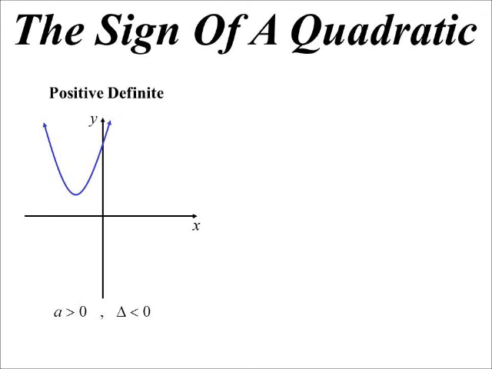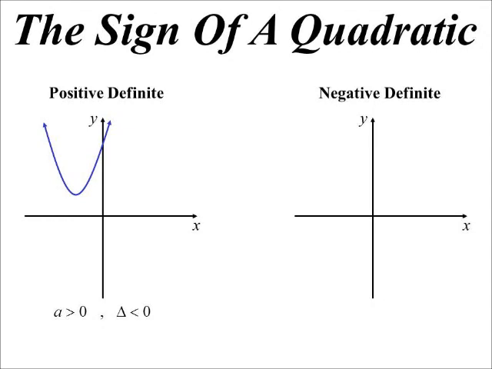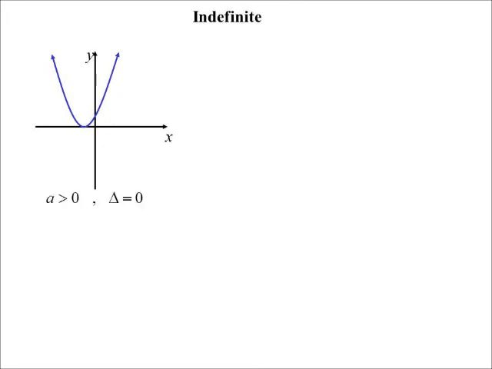It has a matching one called negative definite, so the difference there would be it would be concave down and have no x-intercepts. Indefinite then covers all the other ones. So you could have this one where it just touches the x-axis and is concave up. So that would be a is greater than 0, discriminant's equal to 0. And that's one where it's concave down.